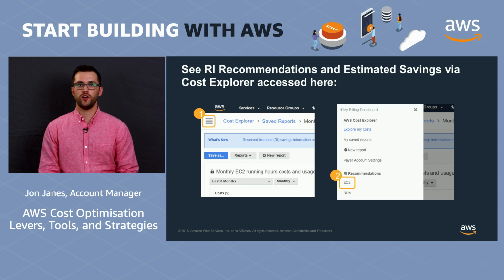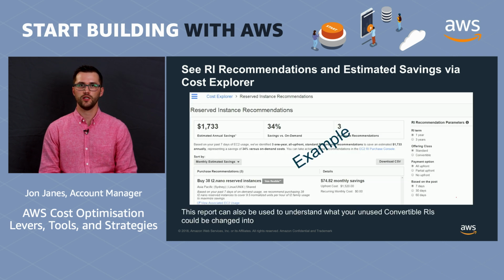It's also available in the AWS Billing Console to get recommendations around what reserved instances you can procure. So if you go into your Billing Console and click on the configuration or the menu button on the left, you'll see a subtopic called RI recommendations, particularly around EC2 or RDS.